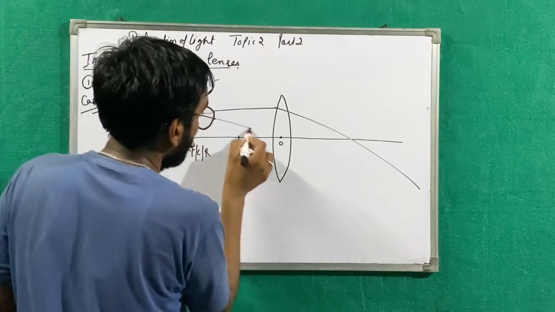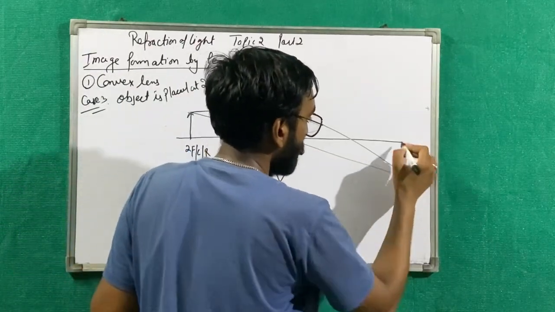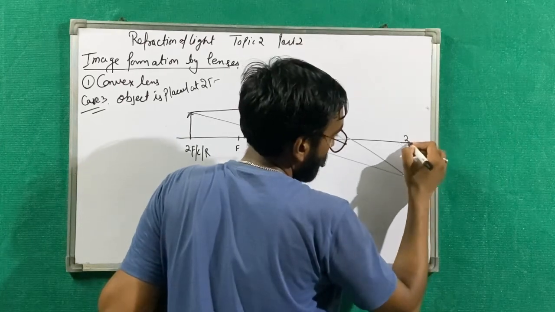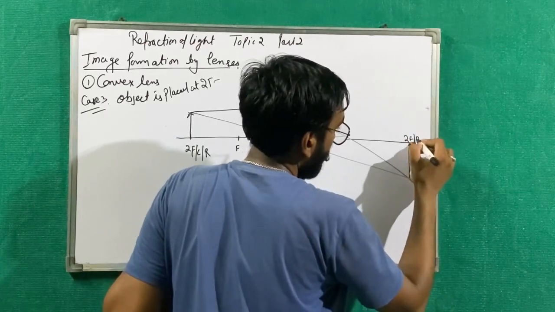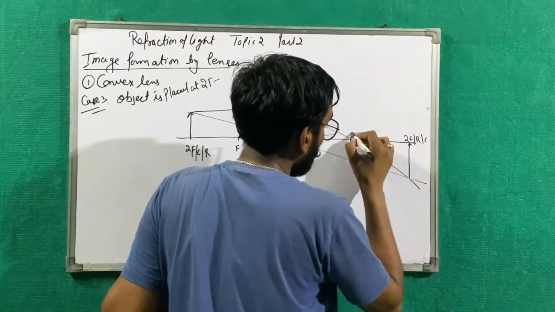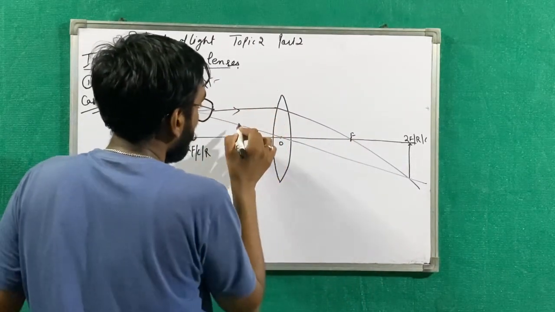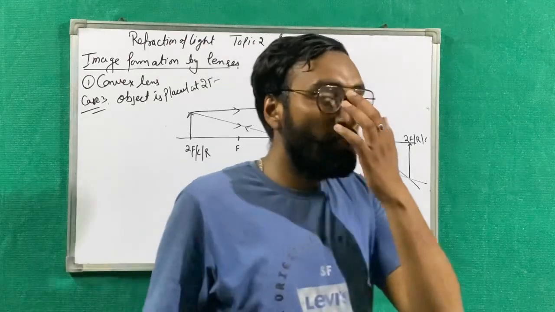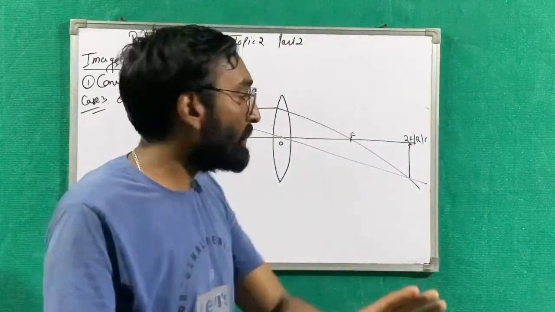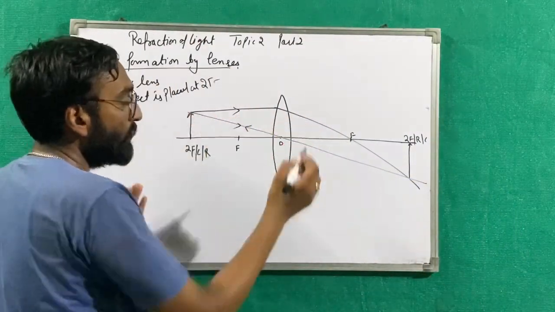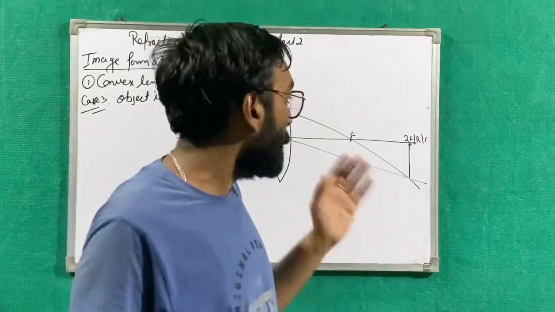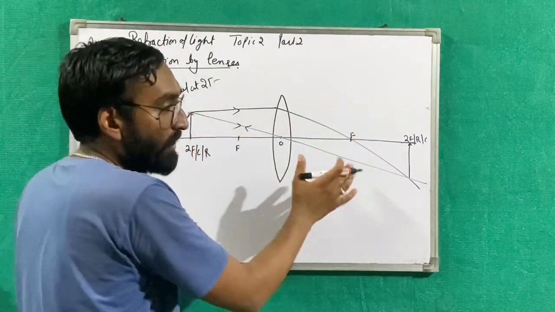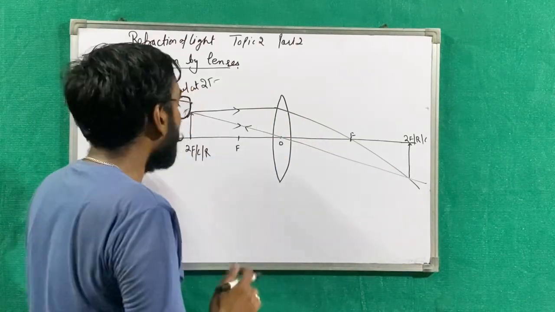Focus, optical center passes through. This is going to be 2F, or C. This is going to be the focus. Same as in the previous case, the ray diagram will be the same. The first ray, which is parallel to the principal axis, will pass through the focus, and the second ray that is coming from the optical center will always pass through the optical center.